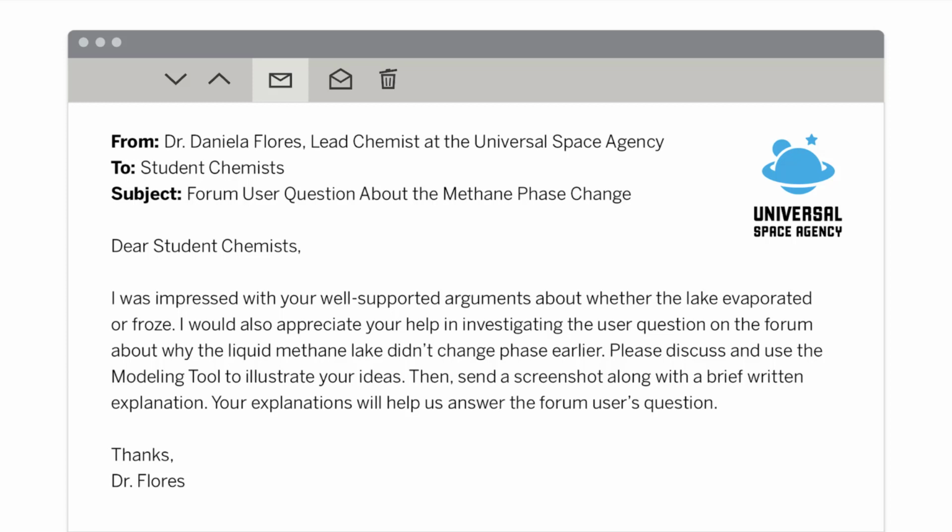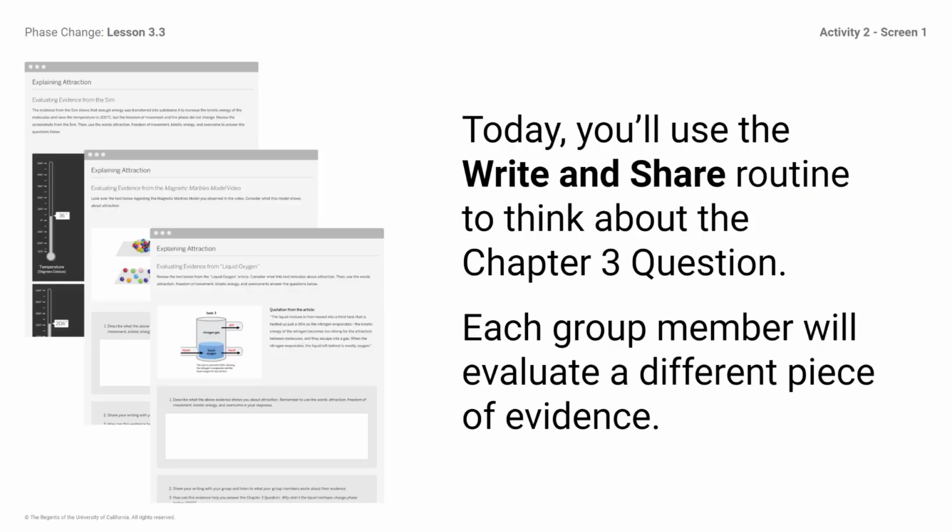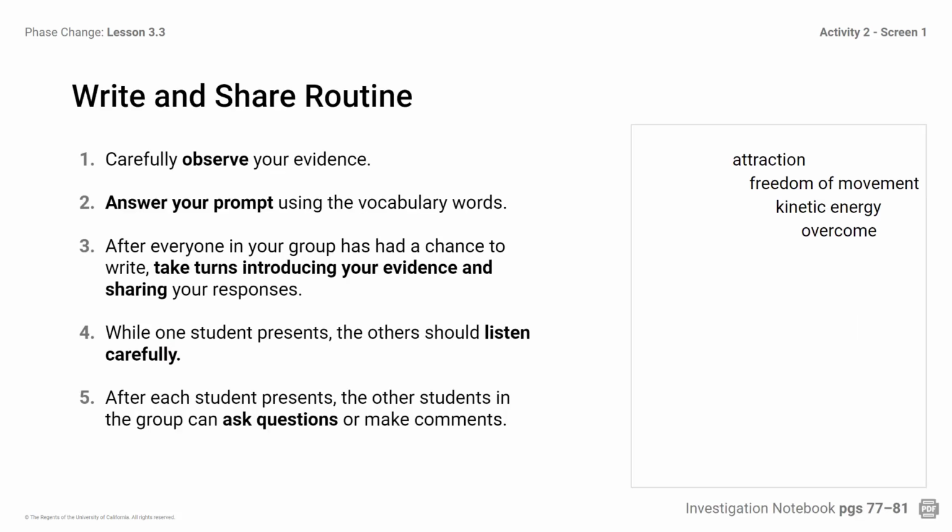Today, you'll use the Write and Share routine to think about the Chapter 3 question. Each group member will evaluate a different piece of evidence. You will work with other group members to identify how different types have different pieces of evidence. The sim, the magnetic marbles video, and the liquid oxygen article can help you explain why the lake did not evaporate before 2007. Sharing ideas is an important and valuable way to learn from each other.